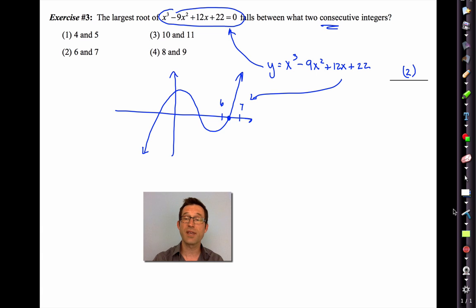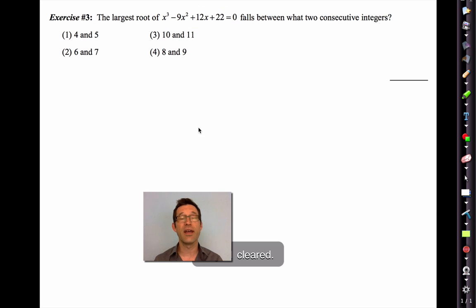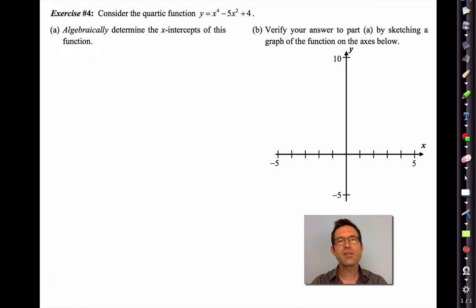Okay, let's clear this out and work with a quartic, x to the fourth. Now, it may not be obvious, but as the powers get higher, to me, the behavior of the polynomial gets more interesting. So just like before, this problem challenges us in letter A to algebraically determine the x-intercepts of this function.